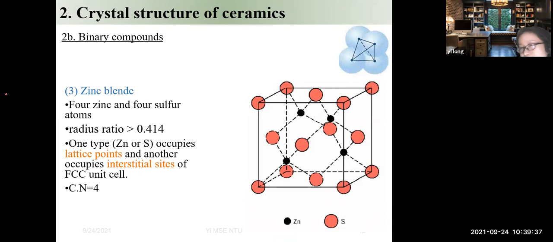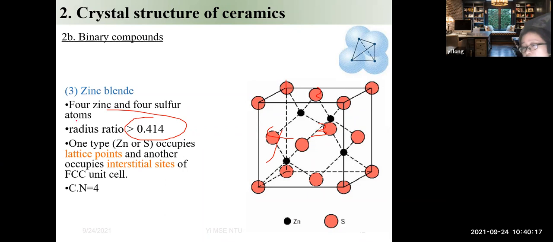Some weird zinc blende. Okay, if you calculate the radius ratio, it is larger than 0.414. So if it's larger than 0.414, can you go back to the table to see? Tell me the coordination number is supposed to be what? Larger than 0.414, so the coordination number is supposed to be 6. Okay. Why is it 6? 1, 2, 3, 4. It's not 6 anymore. Why is it not 6 anymore?